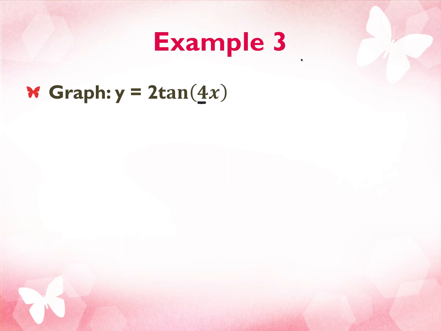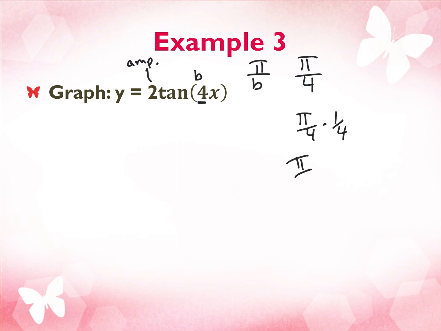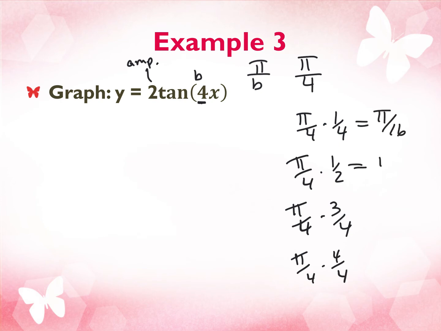So I'm going to now take pi and divide it by 4. It's pi divided by b, and this is my b value. Remember, the 2 is my amplitude. So now again, I'm going to take it and break it into quarters. So pi over 4 times 1/4, pi over 4 times 1/2, pi over 4 times 3/4, pi over 4 times 4 over 4. So this becomes pi over 16, pi over 8.